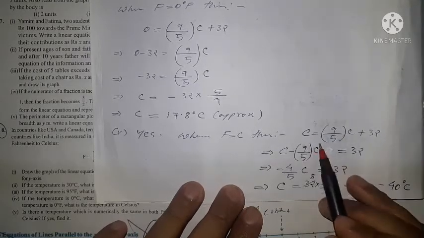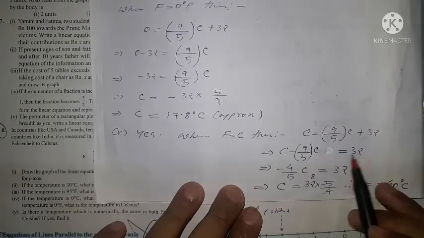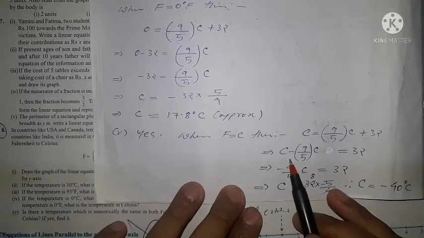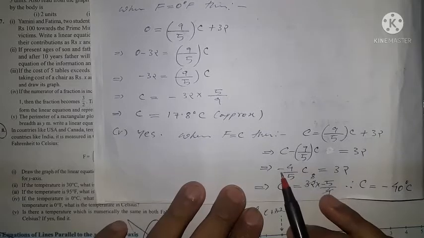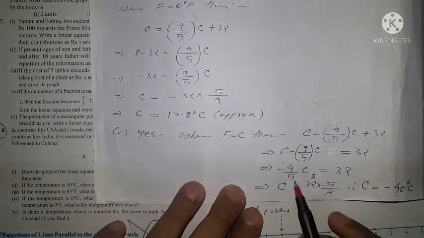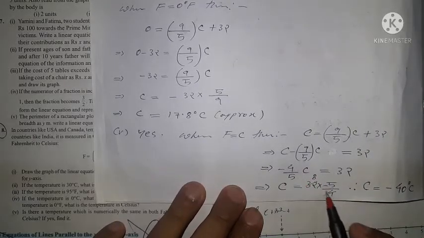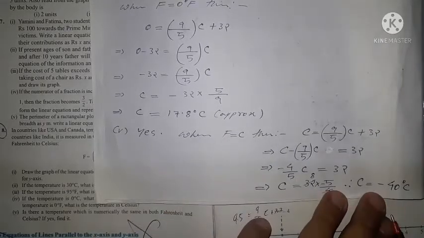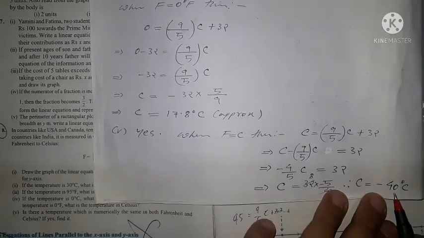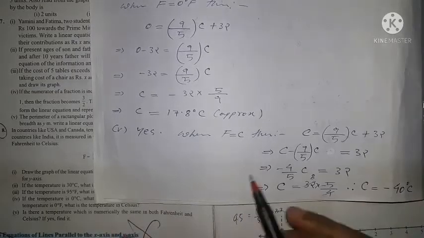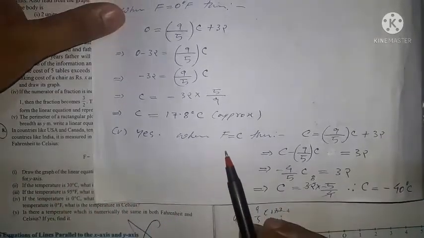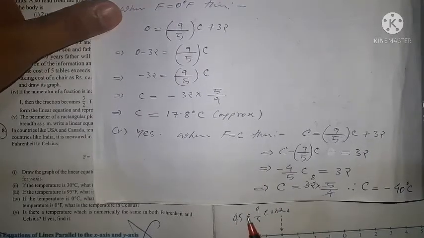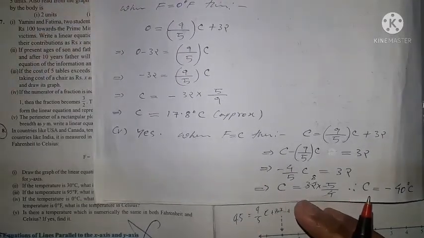If we take this to the other side, it becomes C minus 9/5 C equals 32. So take the LCM and subtract. It becomes minus 4/5 C equals 32. So this 5 goes up and 4 comes down. So it will be 32 into minus 5/4. 4 cancels into 32, it is 8. So 8 into minus 5, that is minus 40 degrees centigrade. So at minus 40 degrees centigrade, both the temperatures, degrees Fahrenheit and degrees Celsius, become numerically equal.